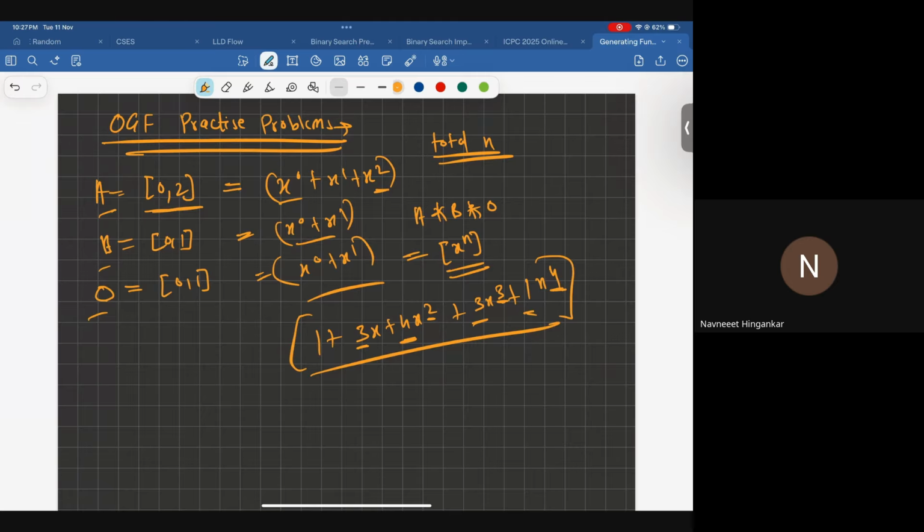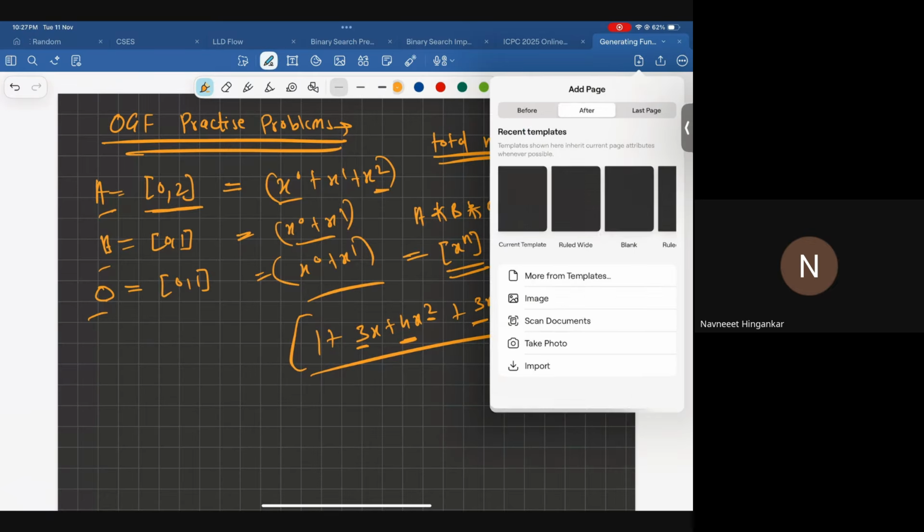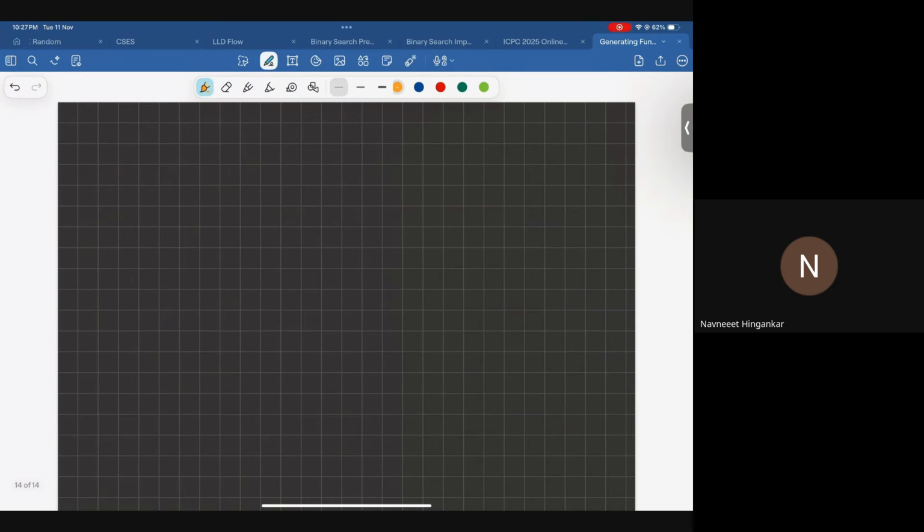Let's try to do the second thing. Infinite supply coin change. OGF 2. You have infinite supply of 1 cent and 2 cent coins. How many ways can you make n cents?